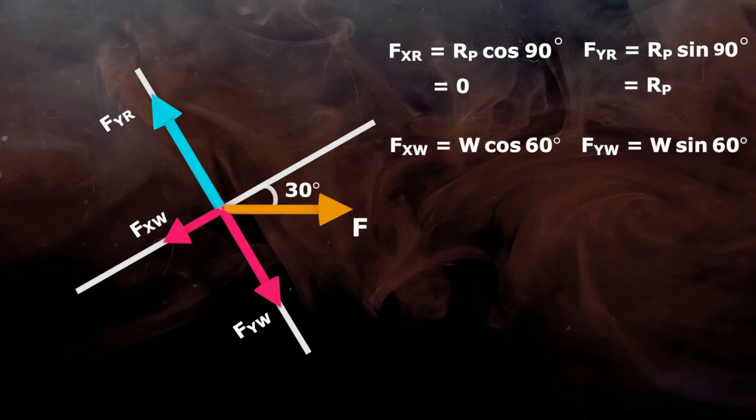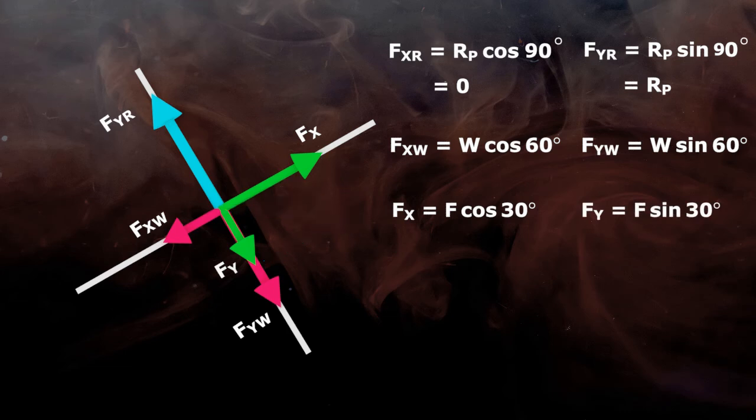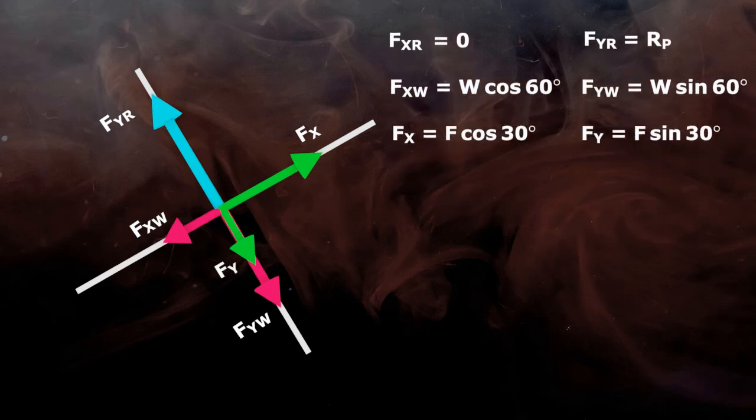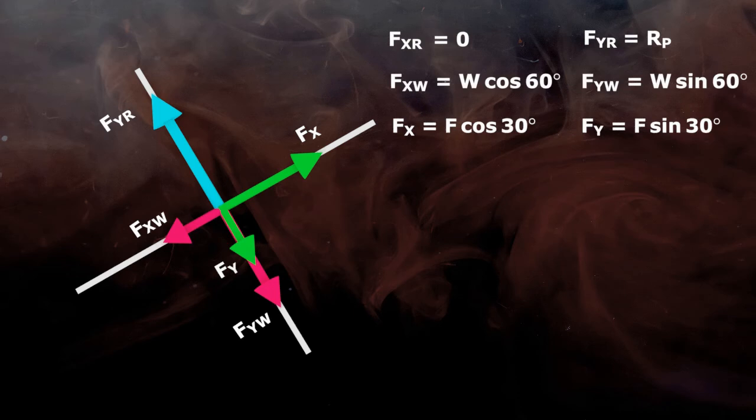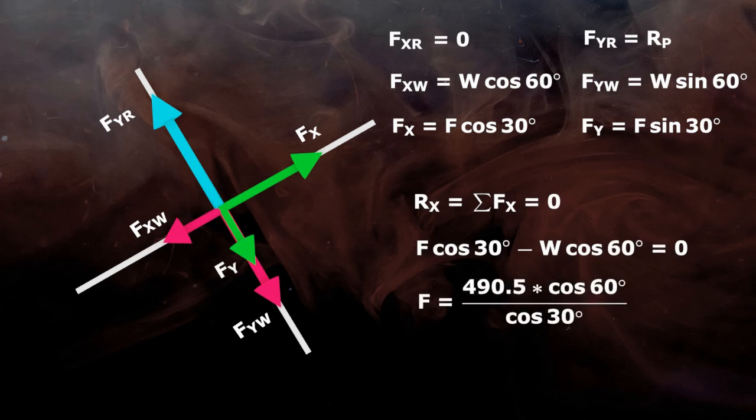Third force F makes 30 degree angle to horizontal. So x component will be F cos 30 and y component is F sin 30. Now, according to the equilibrium equations, the summation of all horizontal components should be equal to 0. So, F cos 30 minus W cos 60 is equal to 0. Here, Fx and Fxw are in the same line but in opposite directions to each other, so they will be subtracted. By putting values of W, cos 30 and cos 60, we get F equal to 283.19 Newton.